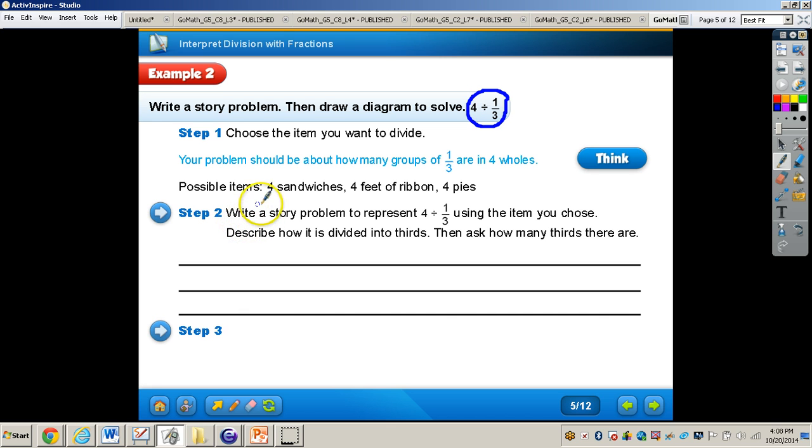Okay, so step 2, write a story problem to represent 4 divided by 1/3 using the item you choose. Describe how it is divided into thirds, then ask how many thirds there are. So I want you to write in your Go Math book. If you're a little confused on this, you can just keep on watching. I will show you what I have. Okay, so if you're doing this by yourself, you can pause the video. If you want to keep watching, you can just copy down what I have.